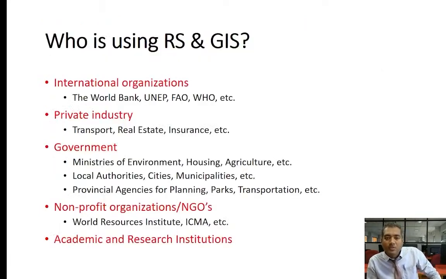Coming to who is using remote sensing and GIS: many international organizations like the World Bank, UNEP, FAO, and private industries like the transportation sector, real estate sector, insurance companies, and government bodies like the Ministry of Environment, housing boards, all make use of GIS. Even NGOs are using it, and academic and research institutes like DRDO and ISRO are also using this technology.